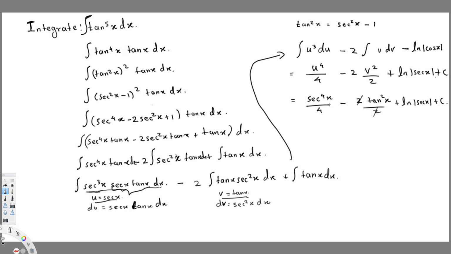Also, we can cancel this 2. So this one comes out to be sec^4 x over 4 minus tan square x plus ln sec x plus a constant, and that is it.